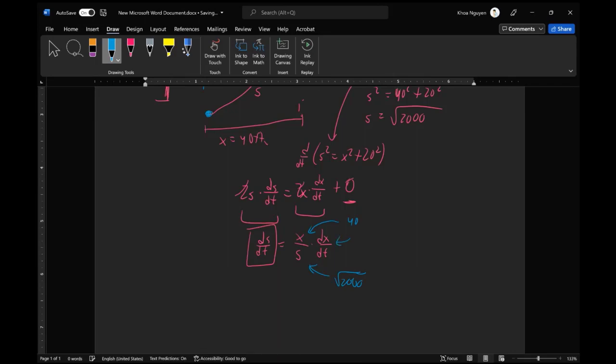And then you might say, oh, I don't know what dx dt is, but actually they told you that the speed of the plane is 90 feet per second. So it's just 90. We can ignore units as long as every unit is consistent with itself. So we just multiply and divide: 40 times 90 over the square root of 2000. You would just put it into a calculator and get a specific answer.